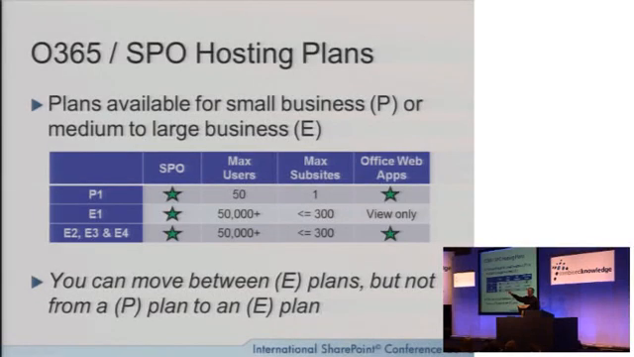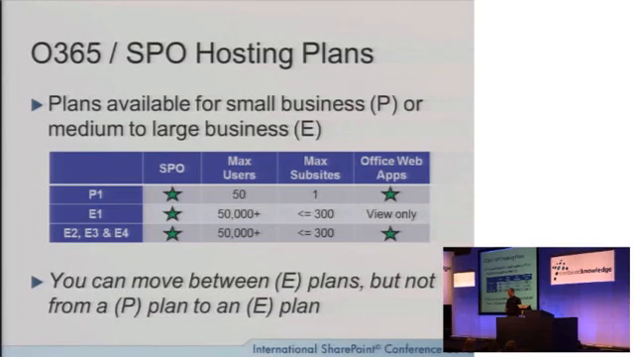Now, the E1 plan is very similar to the E2, 3, and 4 plans. The cost with each one goes up. The big difference with these is that with the E1 plan, you only get the ability to look at stuff. With the Office web apps like Excel and Word and PowerPoint, you can't edit them. So you don't get the ability to edit stuff.